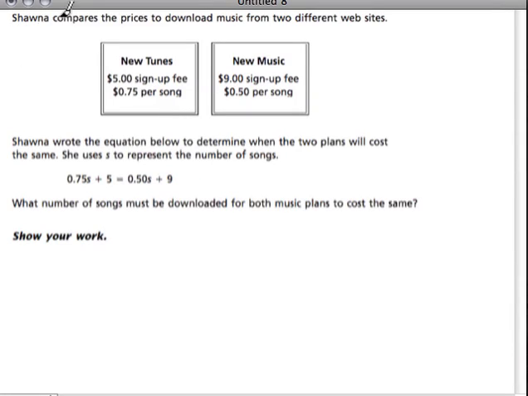Okay, so this person, Shauna, compares the prices to download music from two different websites: New Tunes, I guess that's their play on iTunes, and New Music. At New Tunes, it's $5 to sign up and then 75 cents per song after. At New Music, it's $9 to sign up and then 50 cents per song after that.